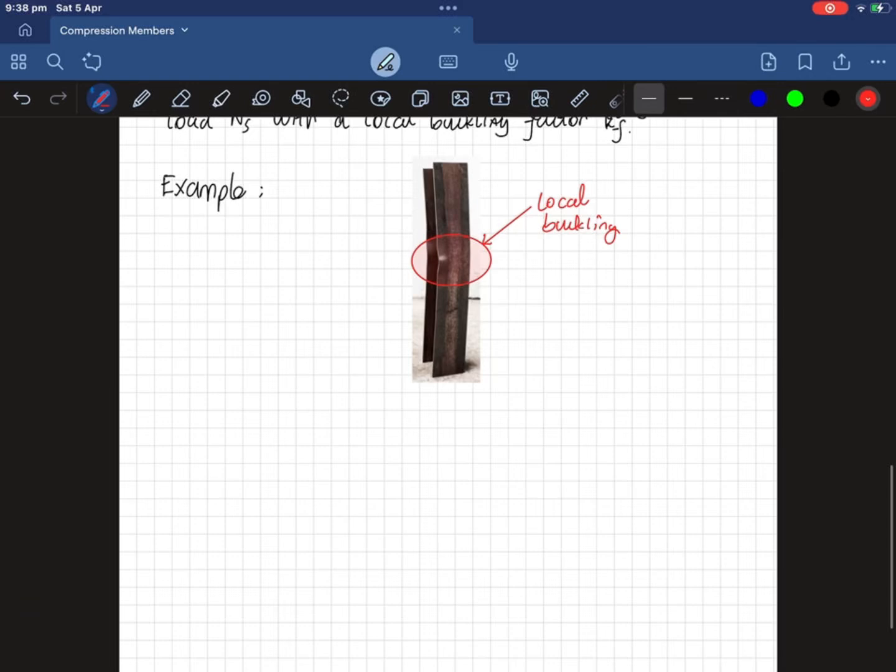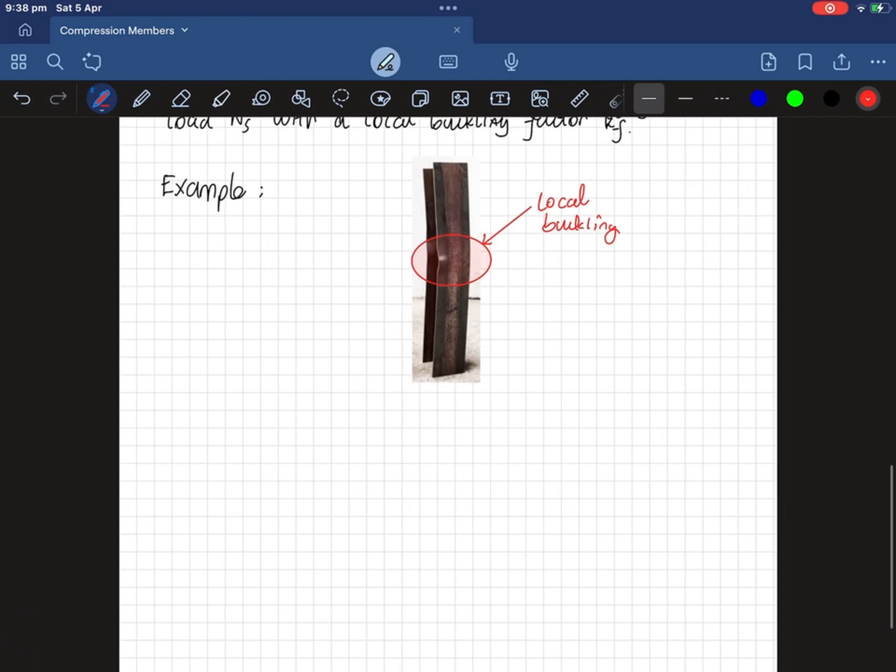If all the elements are nice and thick, like compact sections, you're most likely going to get a kf factor that's close to 1. That means there's no reduction in the squash load to account for local buckling. But if some elements are slender, the kf drops below 1, and this reduces the section capacity.